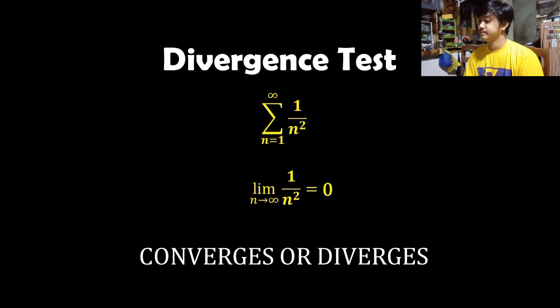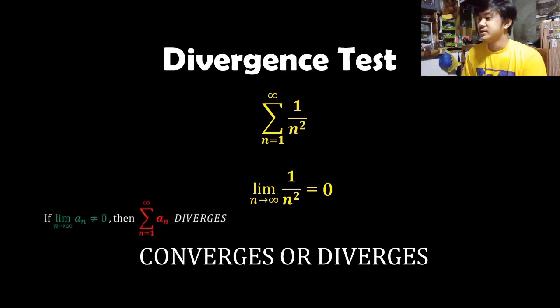Thank you. Sorry. To repeat, since the limit of a sub n does not satisfy the divergence test rule of being not equal to 0, we can say that the infinite series may converge or diverge. So the divergence test is not enough to tell us whether an infinite series converges or diverges. That's all. Thank you.